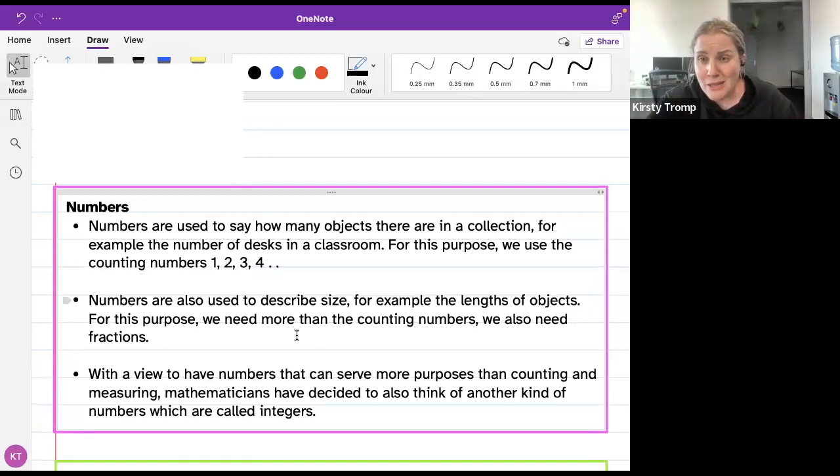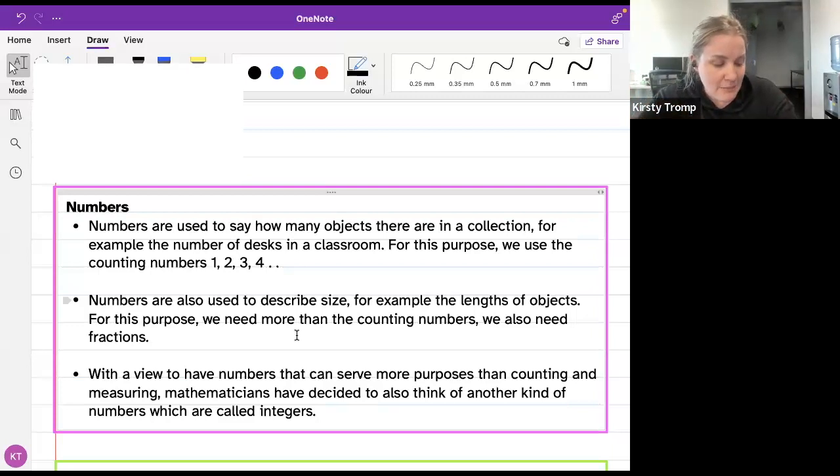Numbers are also used to describe size, for example, the length of objects. For this purpose, we need more than counting numbers. So we would also need some fractions. If we're measuring the length of things, well, if I had to measure my pen, I would use my ruler and I would probably get that my pen is about 16.7 centimeters, or maybe 16.5 centimeters. So I wouldn't be using my whole numbers, I would be using fractions and decimals.